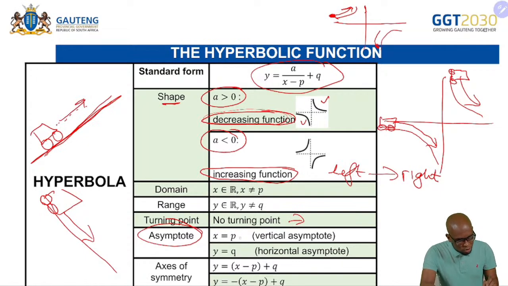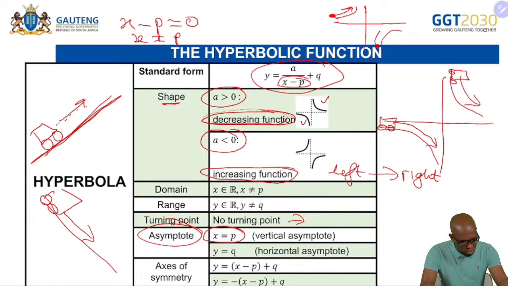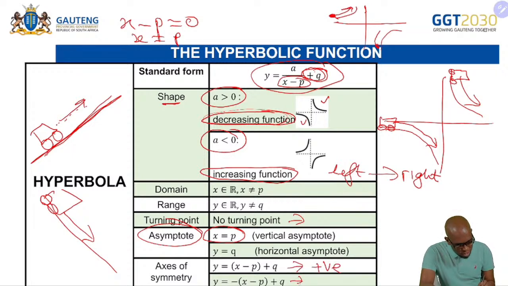The asymptote x is equal to p, you get it from the equation x minus p is equal to 0. So x becomes p. That would be your vertical asymptote. Horizontal asymptote, you take it exactly as it is here together with its sign from the equation. So you see that the graph would be moving up and down. The value of q there represents the asymptotes. If you want the axis of symmetry, this is an equation you can use to get the positive one, and this is an equation you can use to get the negative one.